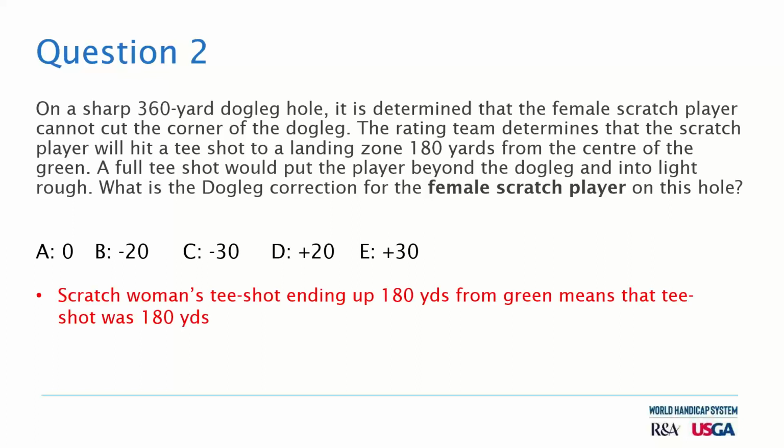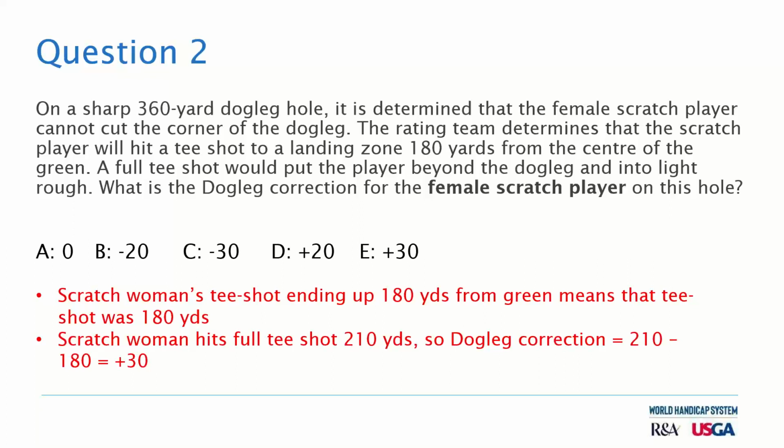The first thing we look at is what is her tee shot distance. If we know that she's winding up 180 yards from the center of the green and her normal tee shot is 210 yards, she's hitting the ball only 180 in this case.